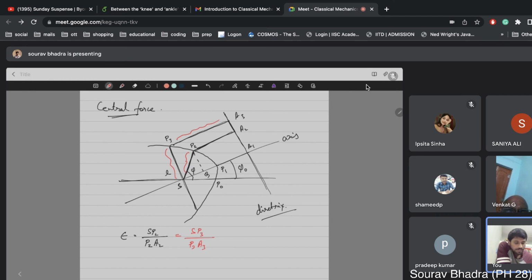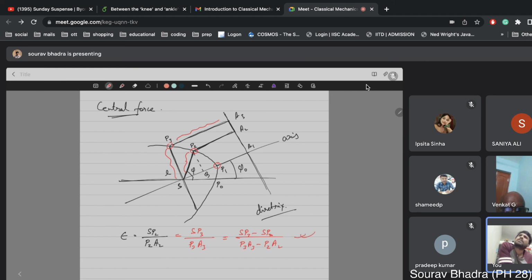Okay, so this ratio should always be maintained, whether it is the P2 point, the P3 point, or the P1 point. If it is the P1 point, then we can write it as SP1 by P1A1. So this ratio is called the eccentricity, and it is a property of the conic section. So this can be written as SP3 minus SP2 by P3A3 minus P2A2. This you can do.